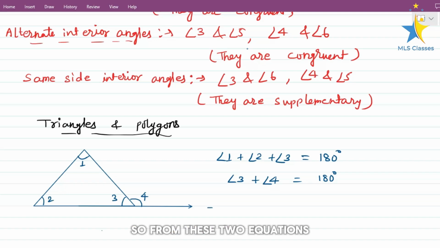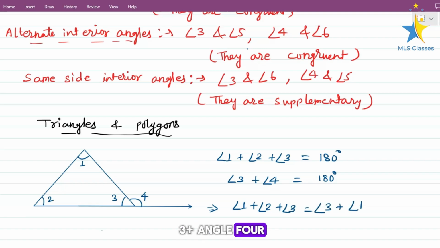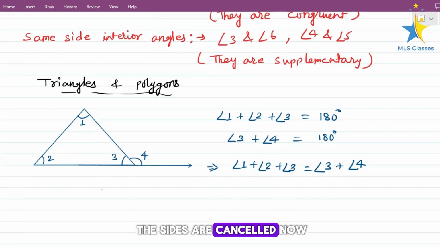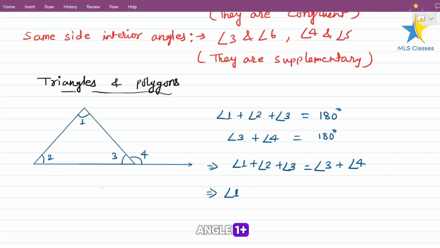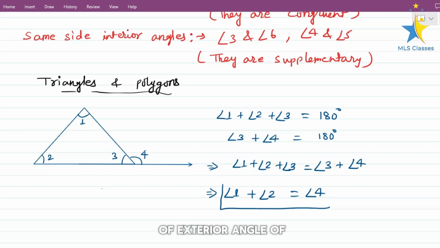So from these two equations, we can say angle 1 plus angle 2 plus angle 3 is equal to angle 3 plus angle 4. Angle 3 from both sides is cancelled out, and we are getting angle 1 plus angle 2 is equal to angle 4. That is the property of the exterior angle of a triangle. That means we can say an exterior angle of a triangle is equal to the sum of its non-adjacent interior angles. Angle 3 is the adjacent one, but the non-adjacent interior angles are angle 1 and 2. So that's why we say it like this.